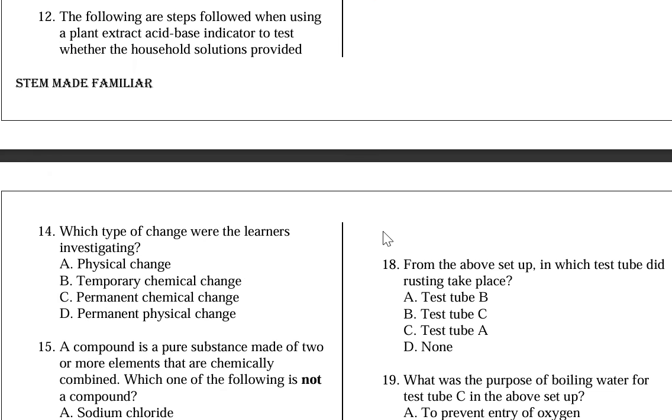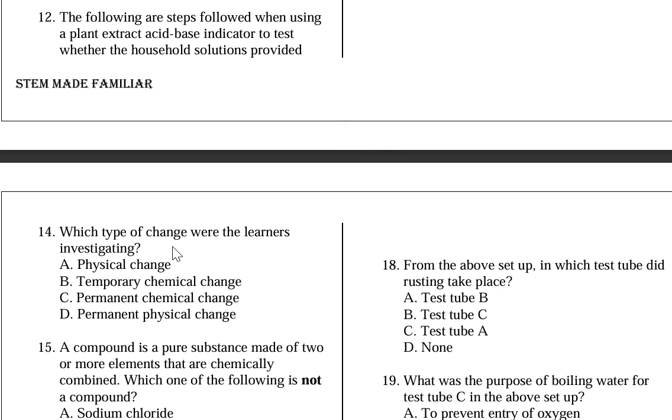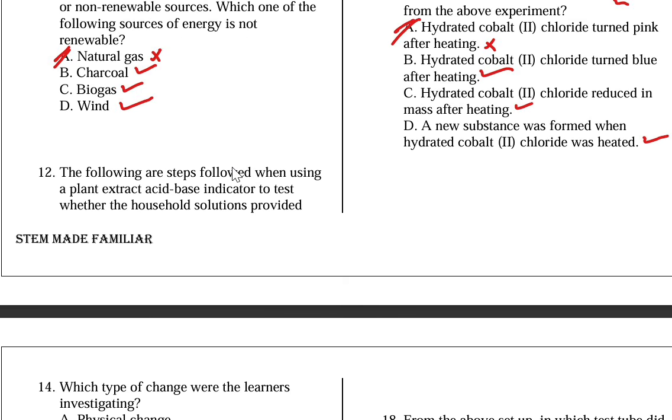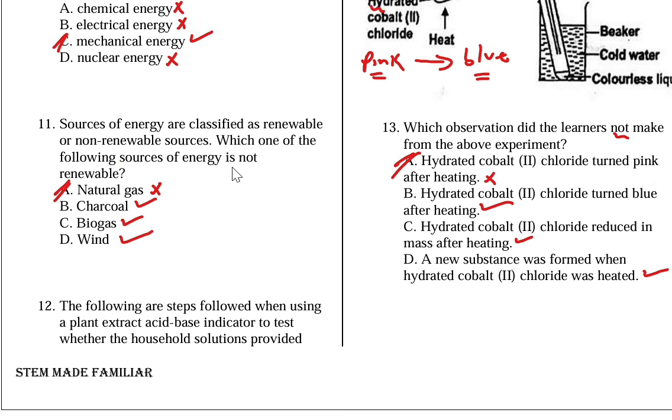Number 14. Which type of change were the learners investigating? A. Physical change. B. Temporary chemical change. C. Permanent chemical change. D. Permanent physical change. So for this case, this one is the same as heating hydrated copper 2 sulfate. When you add water of crystallization, if you add the water, it will change from blue to pink. Same as for copper 2 sulfate.